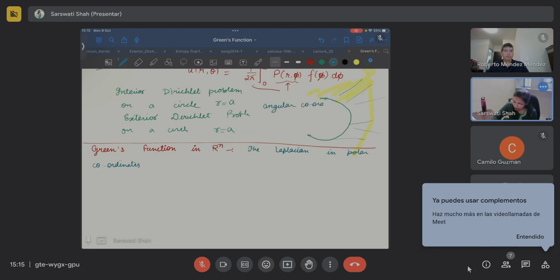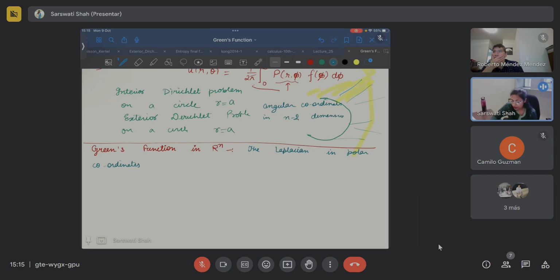angular coordinates in n minus 1 dimension. N minus 1, not n minus 2.